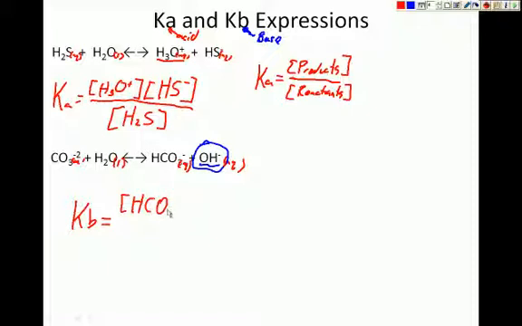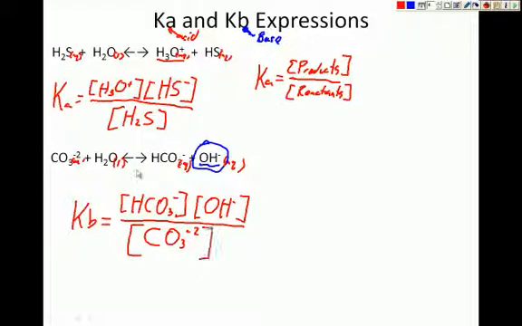HCO3- multiplied against OH- and divided by CO3 2-. Now again, we don't add water because water is a liquid and the other ones have concentrations. This symbol again means concentration, so we only put things in our Kb expression with concentrations.